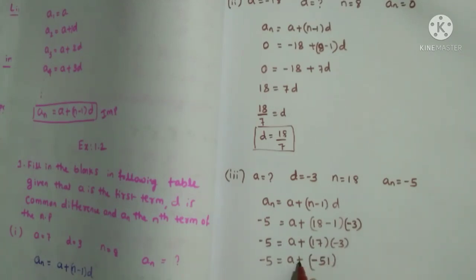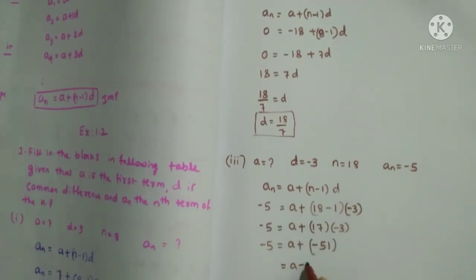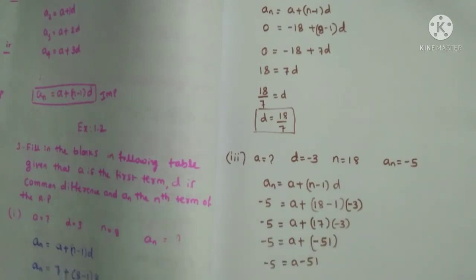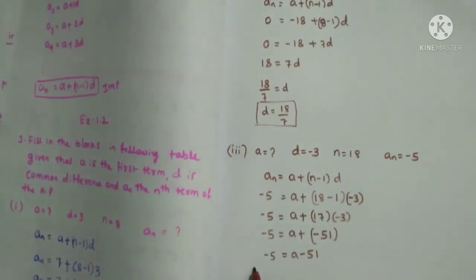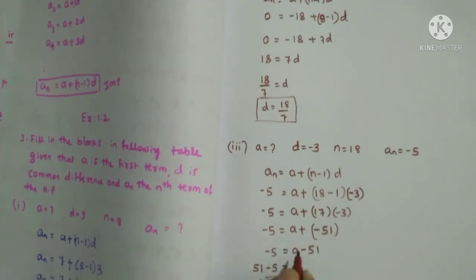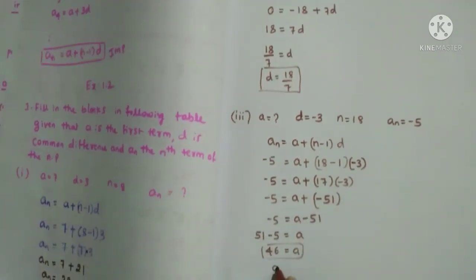Here again it is plus into minus is minus, or you can write as minus 51. Here minus 5. I want to find A here. So minus 51, if I transfer to the left side, it will become plus 51. So plus 51, this minus 5 as it is I'll write. Is equal to A. 51 minus 5 is 46. So A is equal to 46.